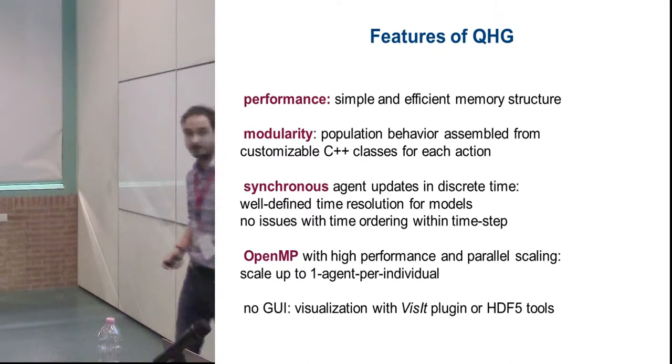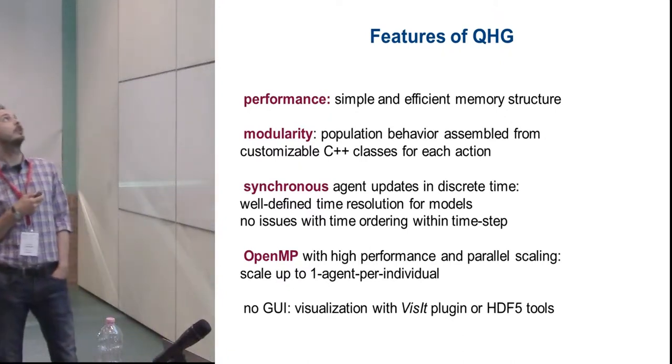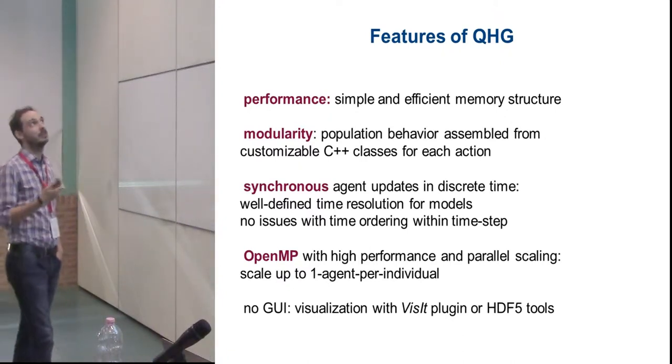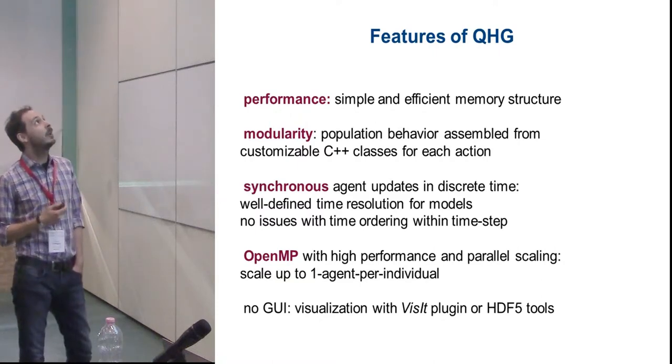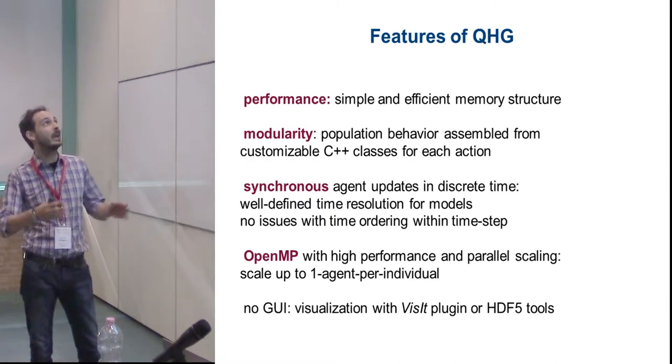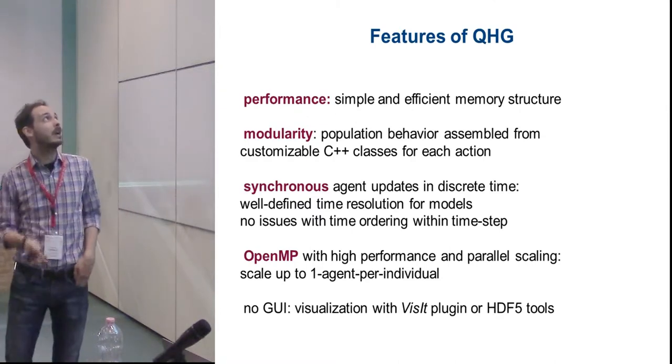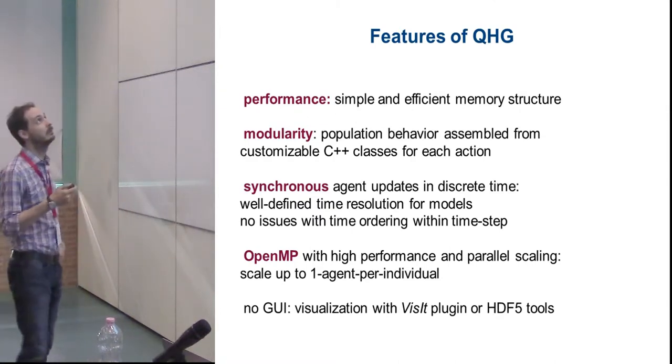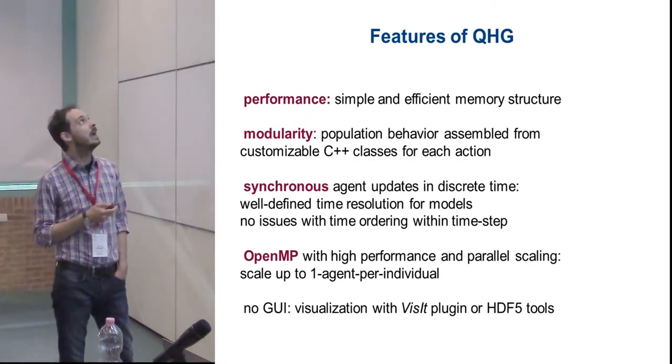The main features of our code are, first of all, performance, because we use a simple and efficient memory structure. It's modular, as an agent-based modeling code should be, so you can assemble the agents that you like. You can program new actions, and you can put them together to make the computation that you like best.